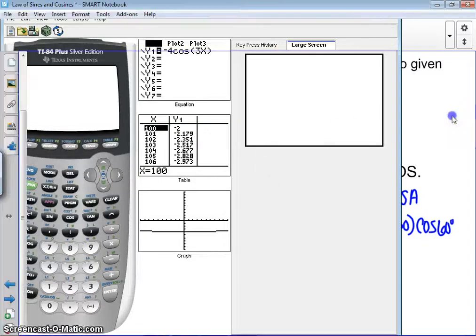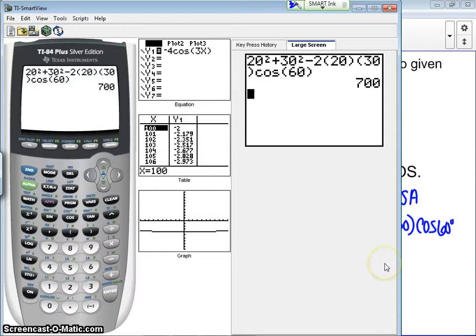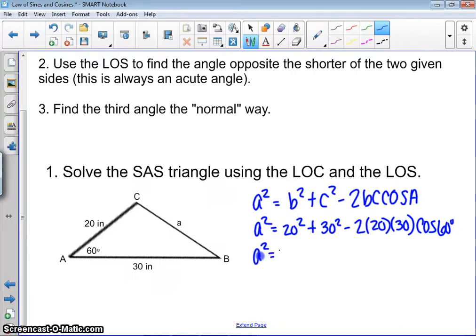But when I type this in, I'm going to type it in just like it is. So 20 squared plus 30 squared minus 2 times 20 times 30, and then cosine of 60. When I do that, that's going to end up giving me 700. So I get A squared equals 700.